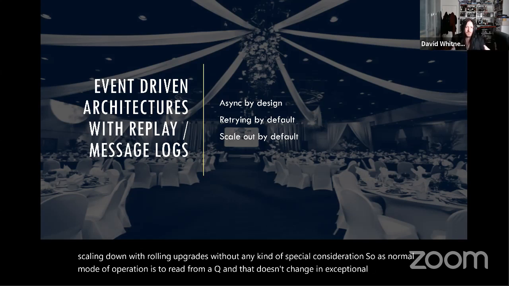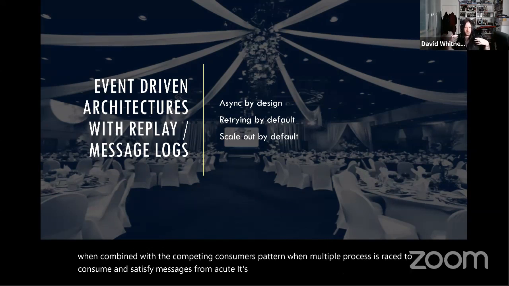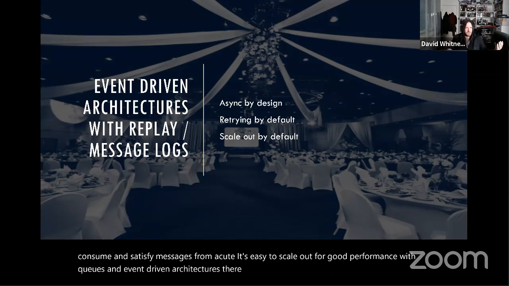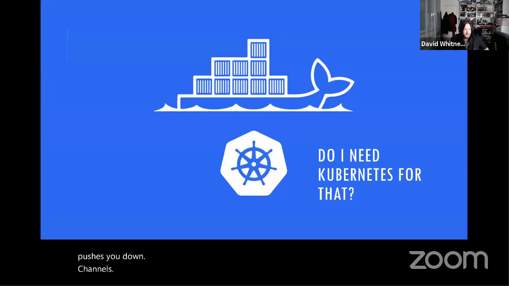When combined with the competing consumers pattern, when multiple processors race to consume and satisfy messages from a queue, it's easy to scale out for good performance with queues and event-driven architectures. This is why a lot of vendor guidance pushes you down these kind of channels. So do I need Kubernetes for that? Right, sounds complicated, right?